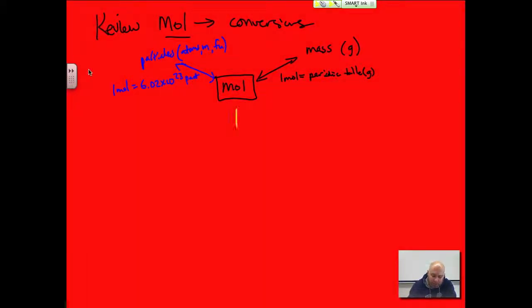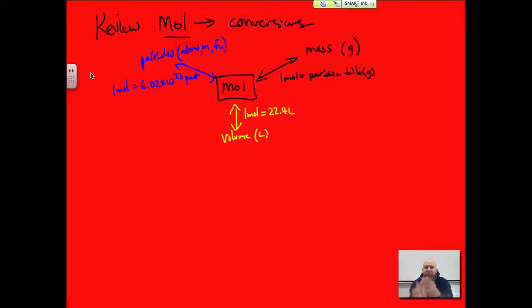And the third and last conversion that we're going to be able to do with moles is moles and volume. Whoops, spelled volume wrong. Moles and volume, and that's in liters. And of course, that's gases at STP. Don't think of liquids at all. And again, 1 mole is 22.4 liters.